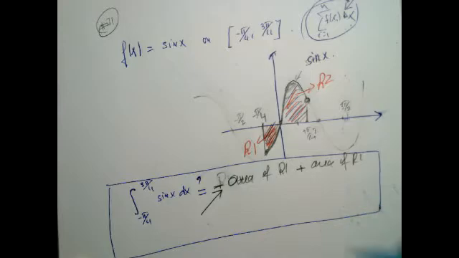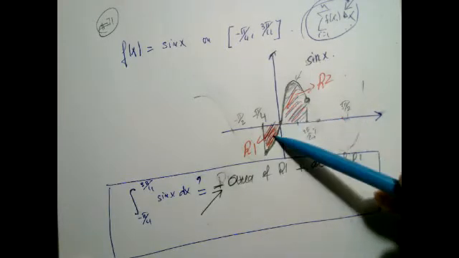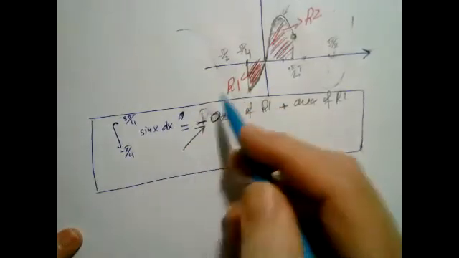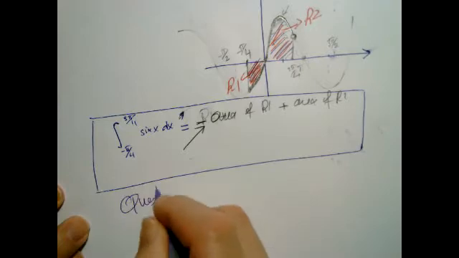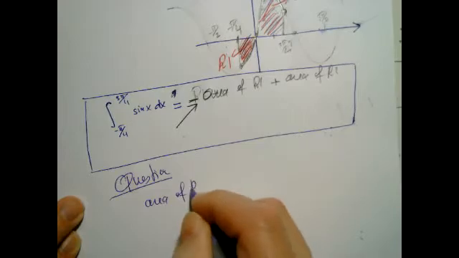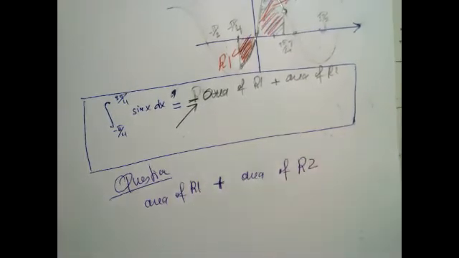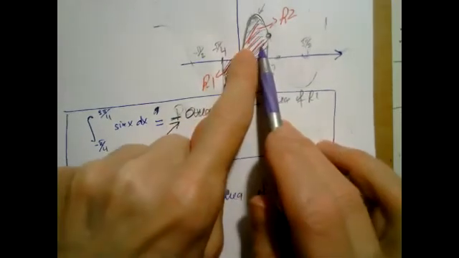Is this the question? The question is not that. The question is, what's the area of this region? What the question in the book is, they want the area of R1 plus the area of R2. That's what the question is. The definite integral will not give me that, because the definite integral is going to give me minus this plus that.